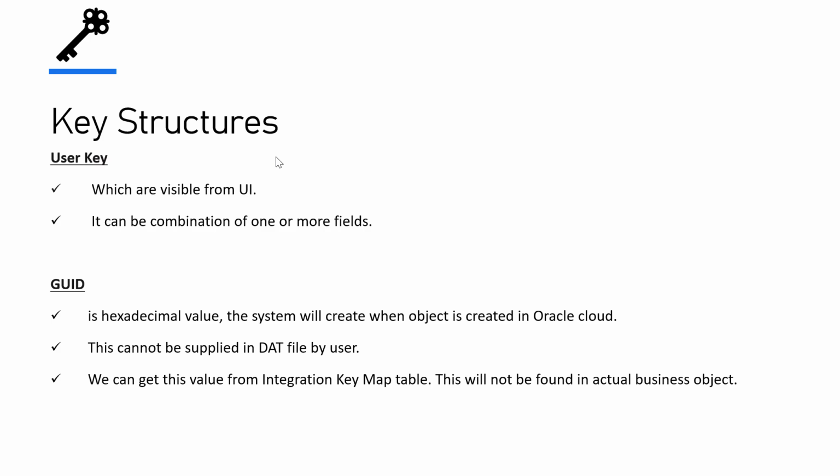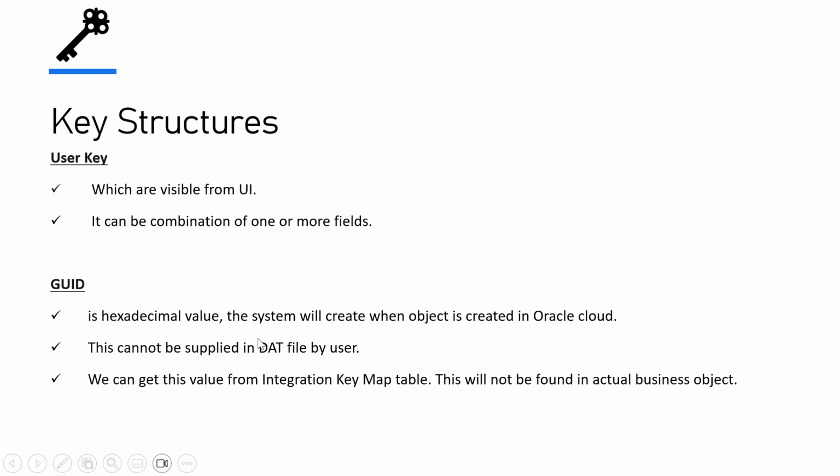And the four key structures I just told you about in the first slide, let's discuss them in detail. The first one, user keys. User keys are nothing but the values that the user can see from the UI, and they are the primary keys of the table or object. For example, take person number or position code. Whatever a user is able to see from the UI are user keys. Okay, and GUIDs.